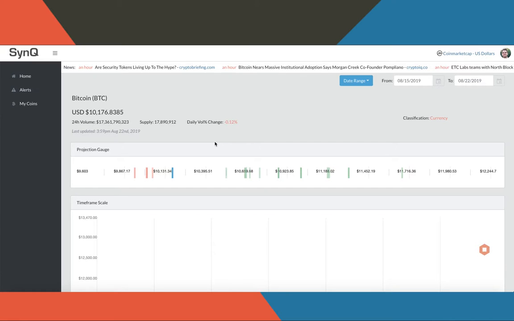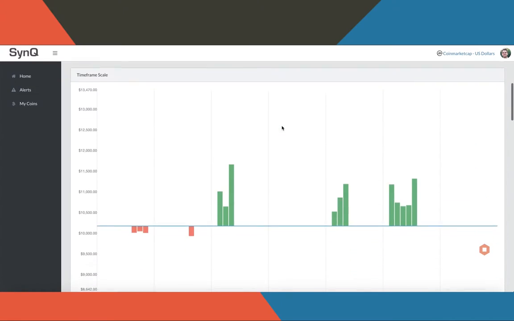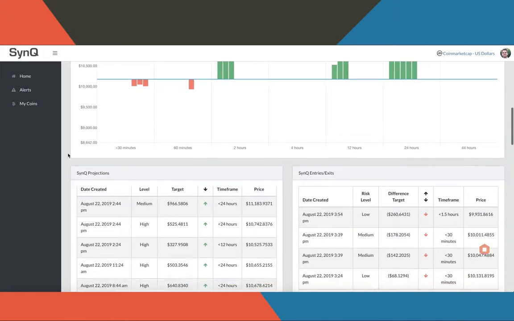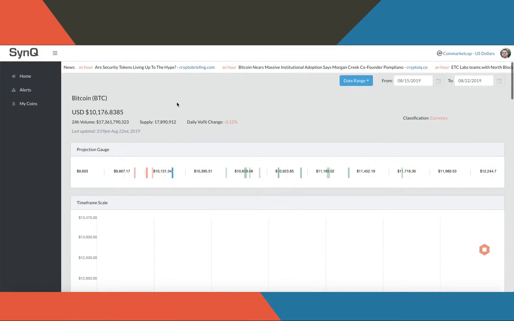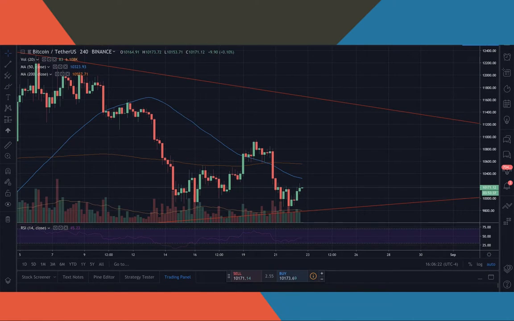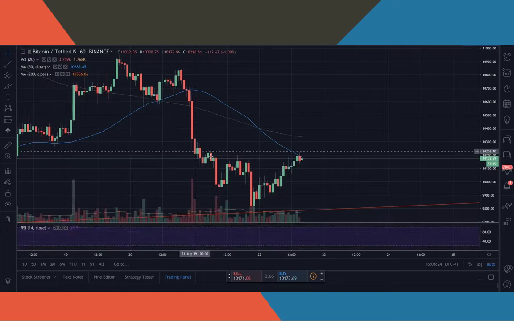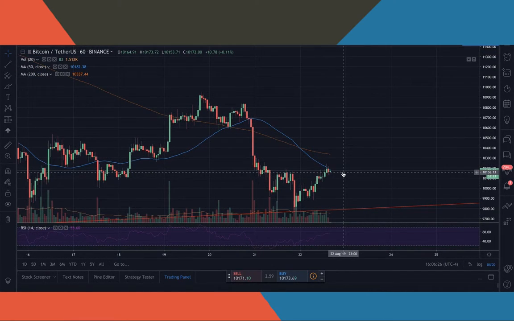So the main aspect here is obviously the projection gauge, which gives you a really great idea of where the price is and in accordance to all the projections, as well as the time frame scale. And then down here, you've got your actual physical projection. So if we're looking at Bitcoin right now at a price of 10.176, and I go to the charts and I'm looking at, let's pull it down to the 1 hour, you can see Bitcoin is at a very major contention zone.